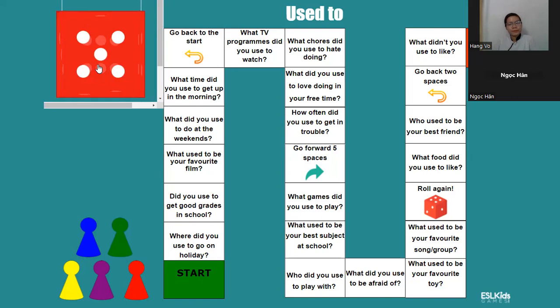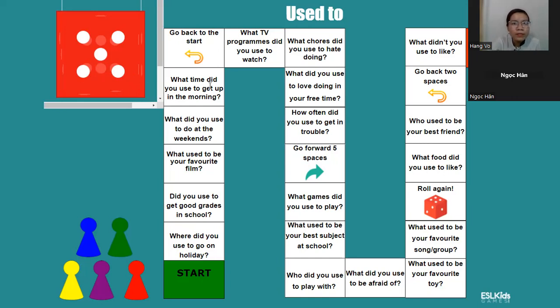I used to get up at 6 o'clock when I went to high school, but now I go to the university. I can get up at 6:30. Okay, I see. Yeah, all right.